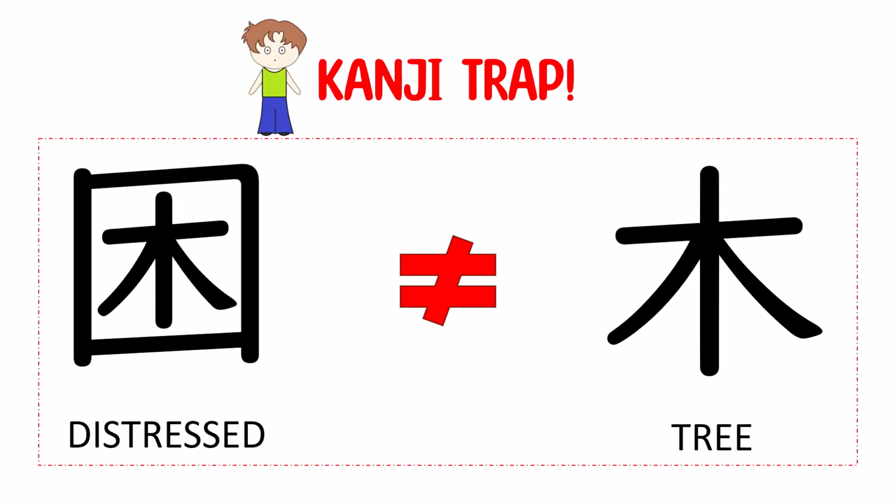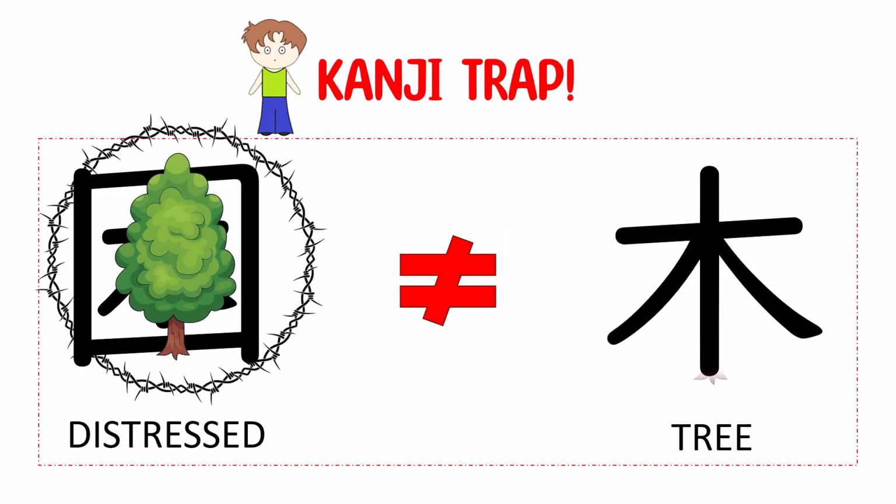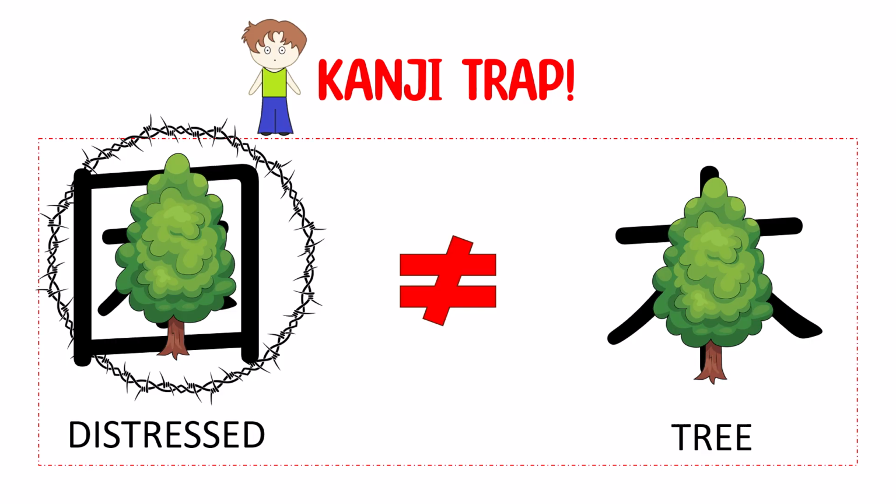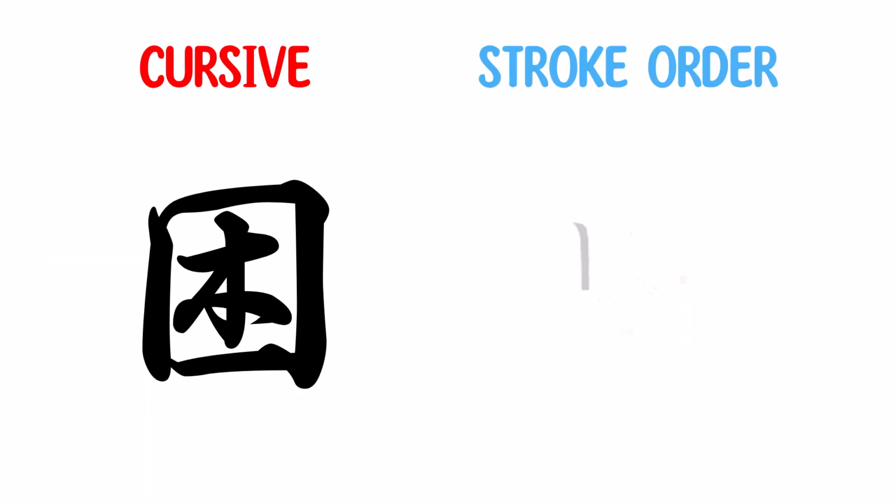Do not confuse distressed with tree. It is important, however, to understand the relationship between these 2 characters. The tree unable to move is in distress. This kanji has 7 strokes. It is cool to see how the original image of the tree stuck in the enclosure can be a symbol for anything that is hindered from growing or thriving.